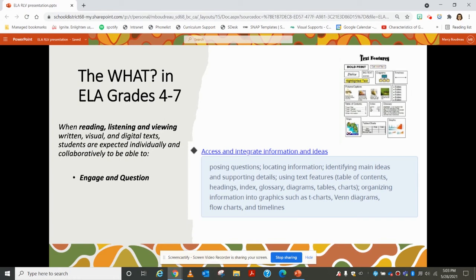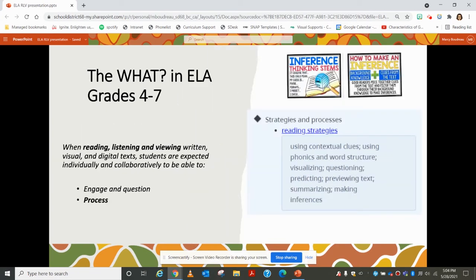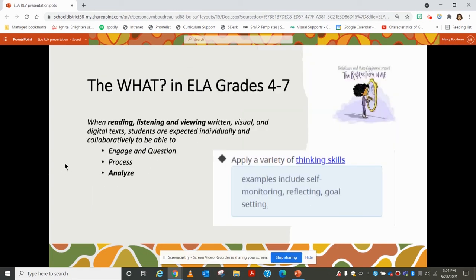The first critical skill is engage and question, and it's just what it means, posing questions and learners attempting to respond to them. The second is process. What type of reading strategies is the learner using to understand what they're reading, viewing, and listening? The third is analyze. How are they reflecting on the information that they are taking in?